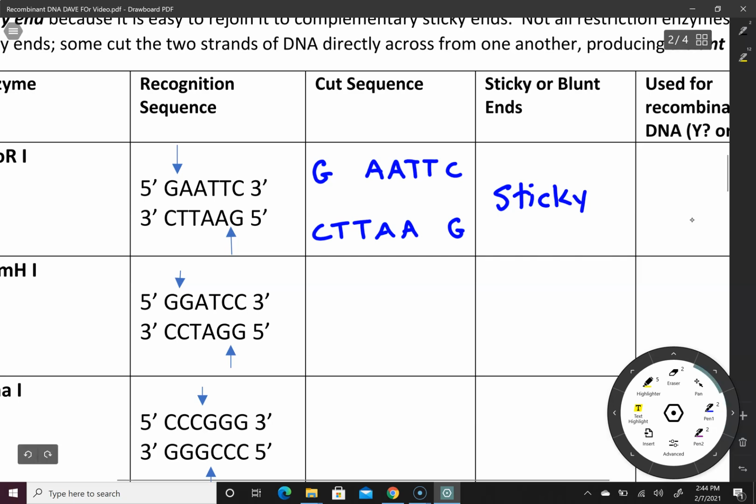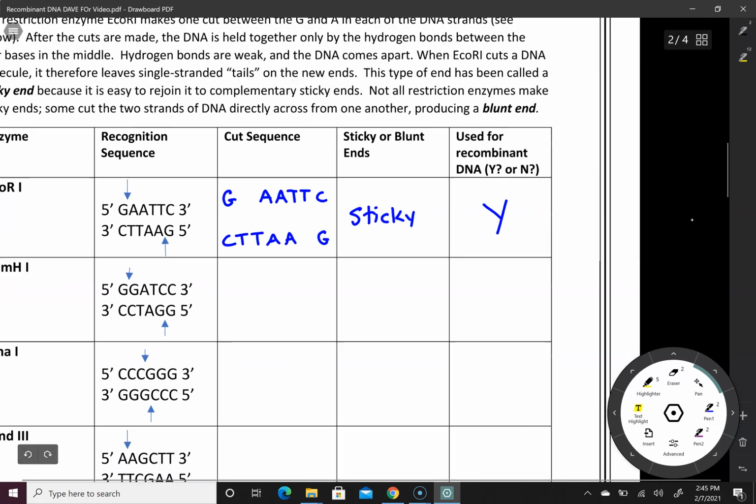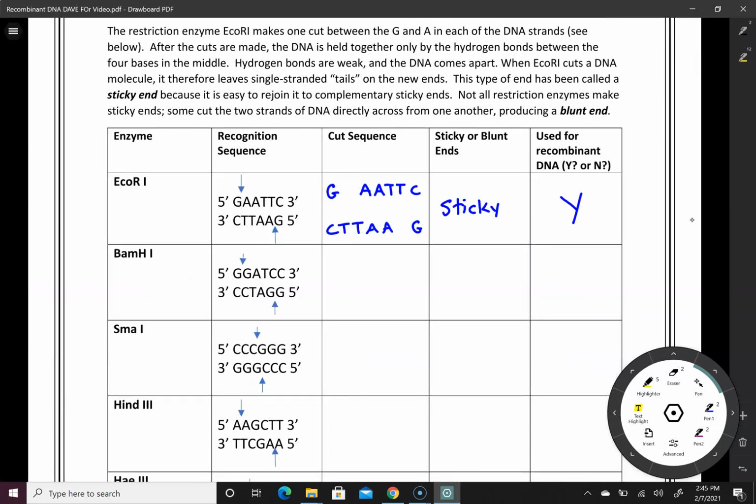And we said that sticky ends are good. Could you use it for recombinant DNA? Could you use it to insert genes from one organism to the other? That answer will be yes. So now that you know that base, you know what the cuts are, how the cuts work, what it means, you can fill in the rest of this chart.